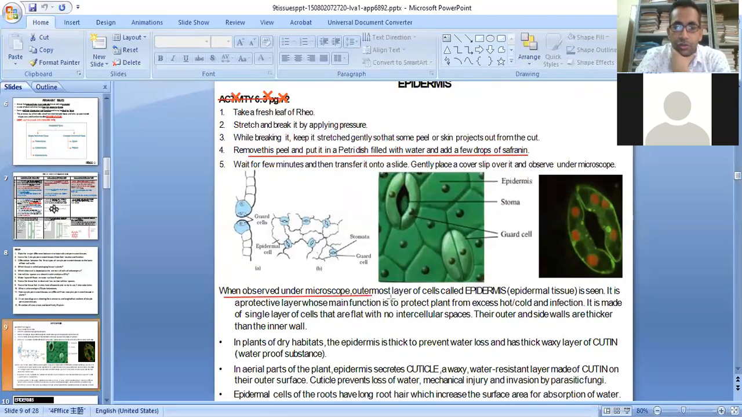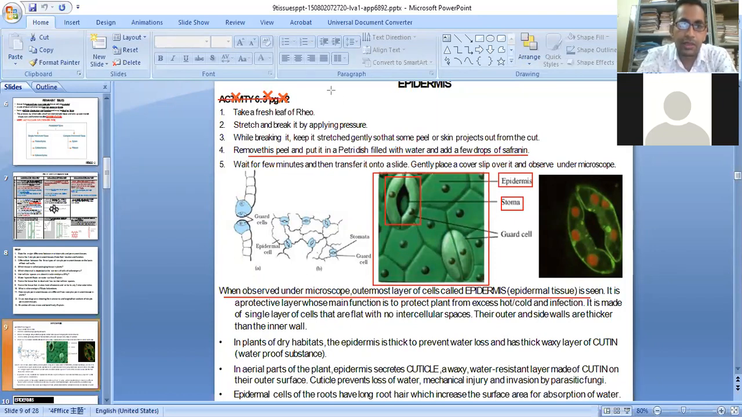When observed under the microscope, the outermost layer is called the epidermis or the epidermal tissue. This is the outermost layer. This figure is an important figure. This is actually the epidermis. These that you see are the stomata. Stomata are the openings on the plant leaves, and they are responsible for the incoming and outgoing of the water vapors. And these are the guard cells.